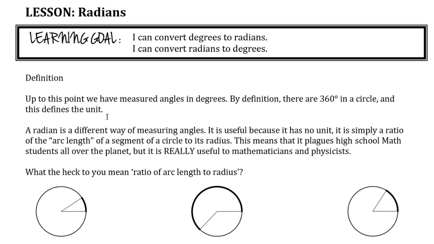Okay? So, as it says here, up to this point, we have always measured angles in degrees. Even in grade 9, when you're doing work with angles, it's all in degrees. And that's a normal way of thinking about things. We're used to it. By definition, there are 360 degrees in a circle, and that's what defines the unit. So what is 1 degree? Well, 1 degree is one slice of a circle that's been split up into 360 equal parts, right? That's the definition of a degree.